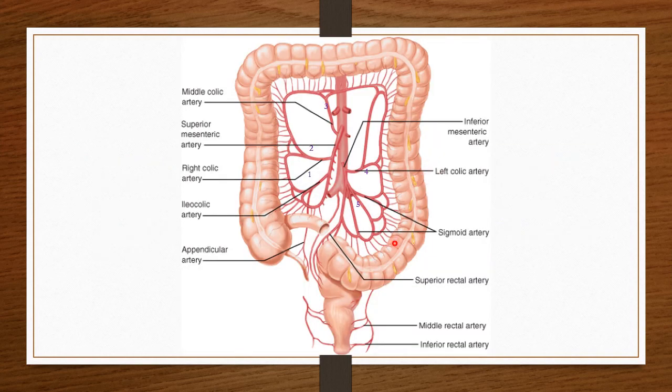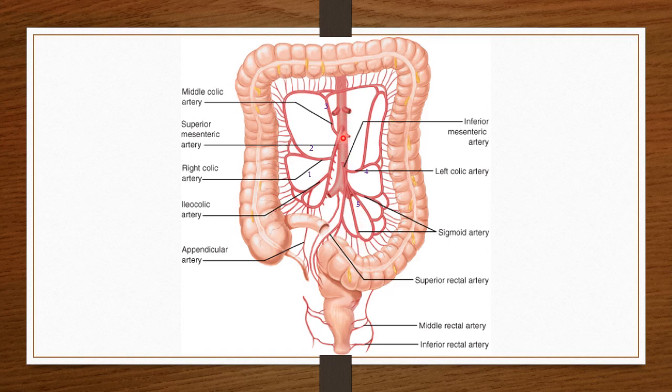It's very important to understand the blood supply of the colon in order to appreciate the various types of segmental resections of the colon that are undertaken. There are two main sources of blood supply. One is from the superior mesenteric artery, or the SMA, and the other the inferior mesenteric artery, which continues as the superior rectal arteries.